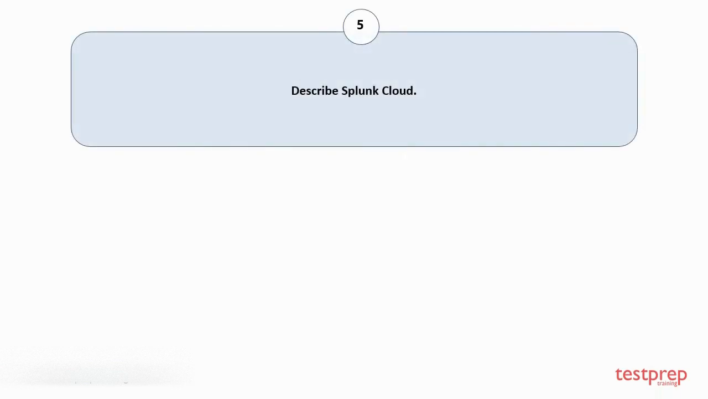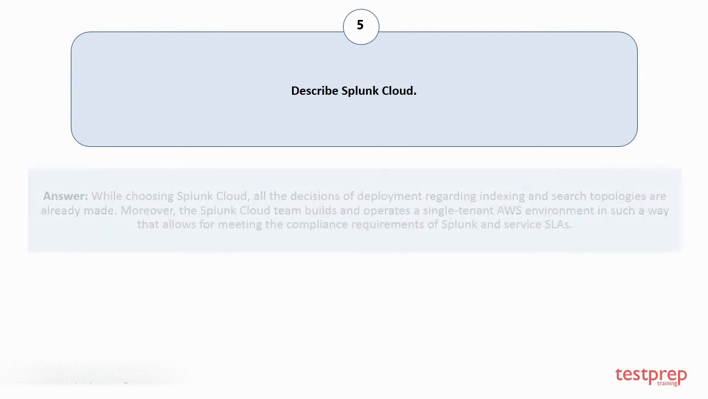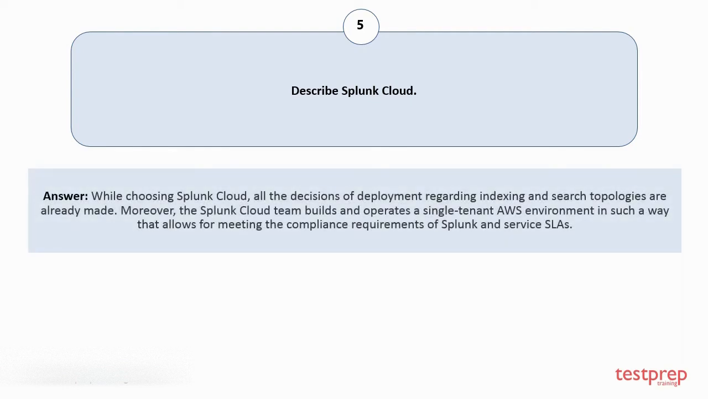Question number 5, describe Splunk Cloud. Your answer is while choosing Splunk Cloud, all the decisions of deployment regarding indexing and search topologies are already made. Moreover, the Splunk Cloud team builds and operates a single-tenant AWS environment, in such a way that allows for meeting the compliance requirements of Splunk and service SLAs.